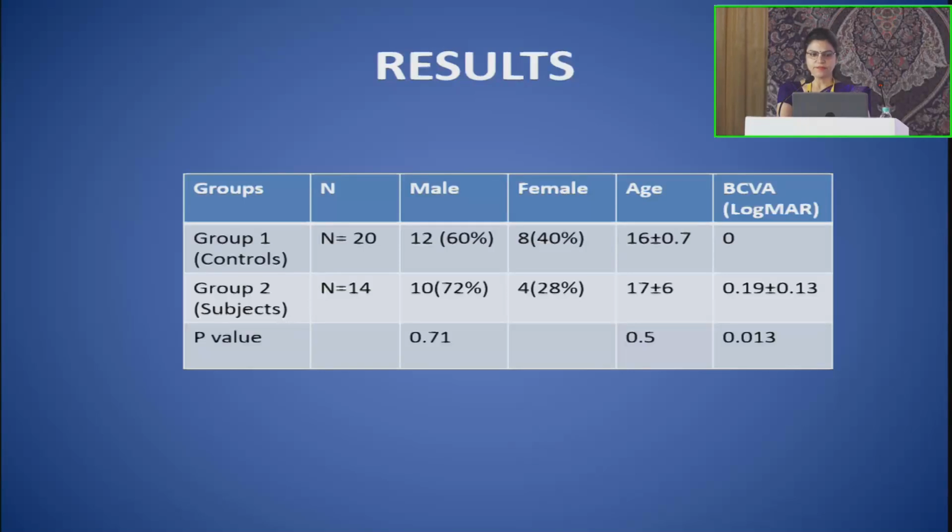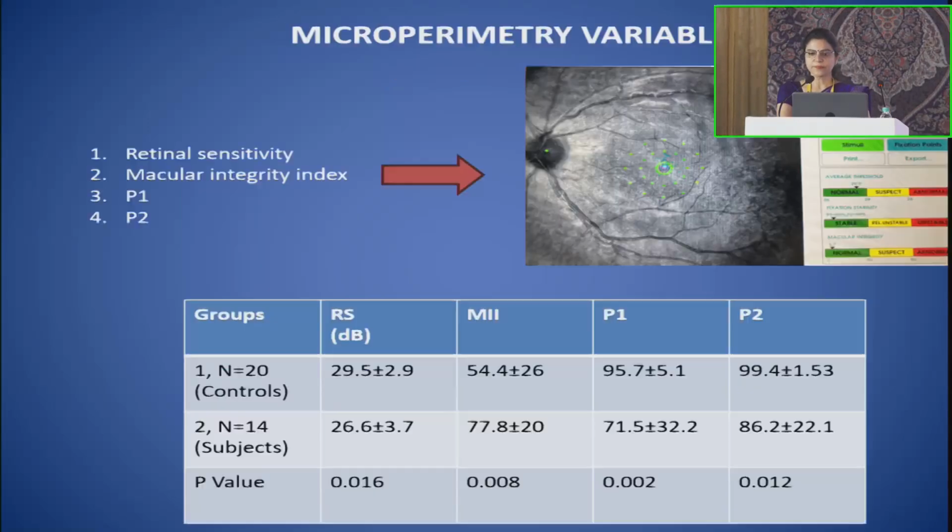60% of the participants in the control group were males and 40% were female. As we already know, there is a slight male preponderance. So 72% of the subjects were male and 28% were female. Mean age was 16 years in controls, and in the RB survivors, mean age was 17 years, so not statistically significant. The vision was better than 6/18 in the subjects. In the control group, the vision was mainly 6/6.